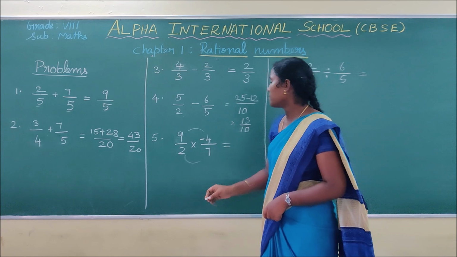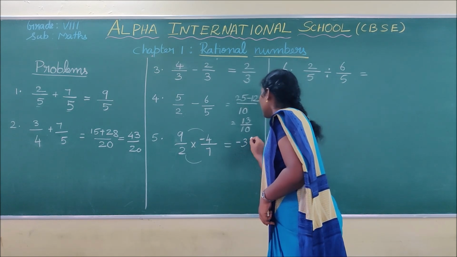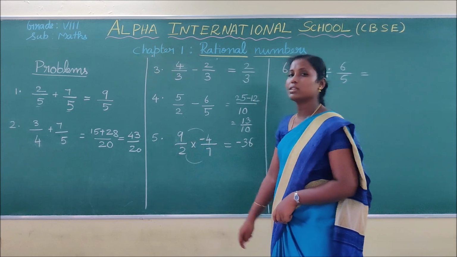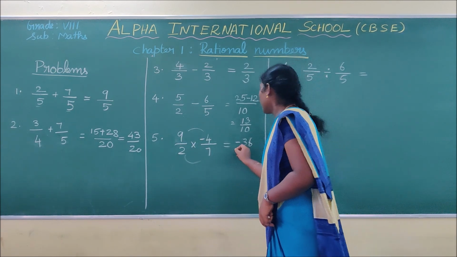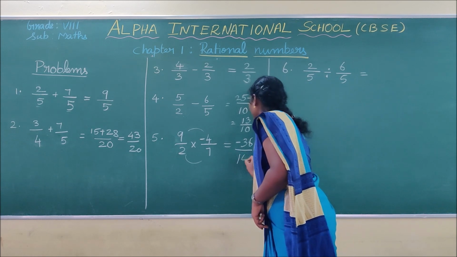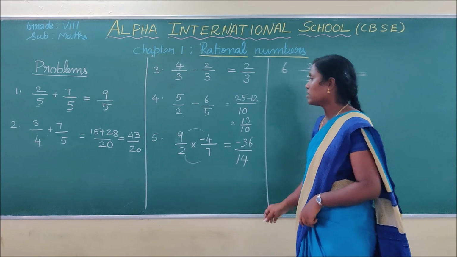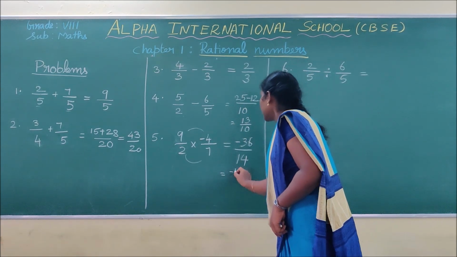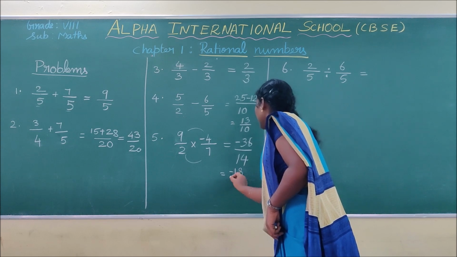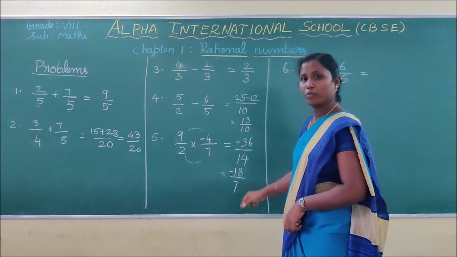So now listen here. 9 fours are 36, plus 9 into minus 4, so it is minus 36, by 7 twos are 40. Is this number able to simplify? Yes, we can simplify the number by 2. So minus 18 by 7. 18 into 2 is 36 and 7 twos are 40.